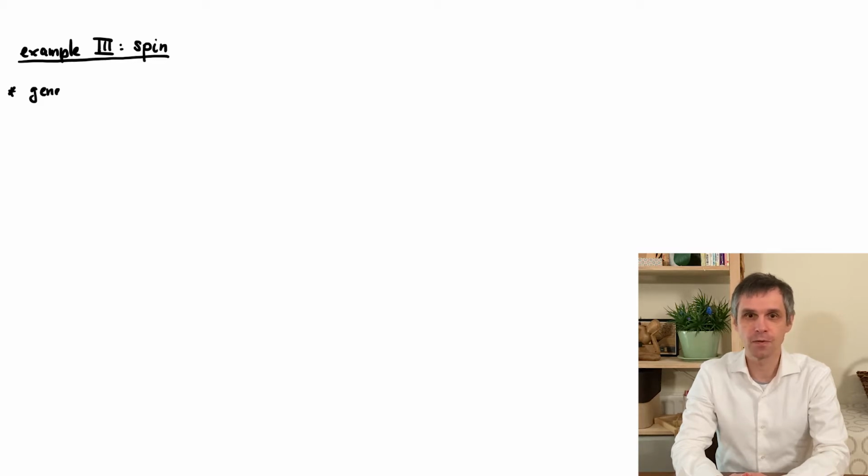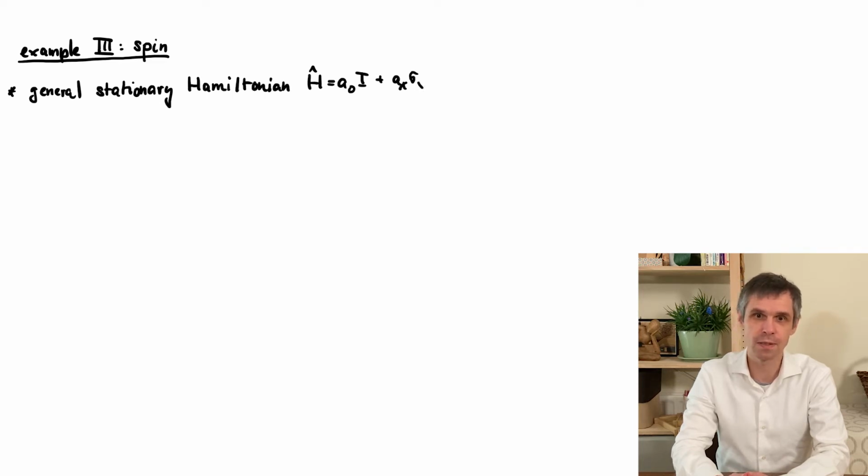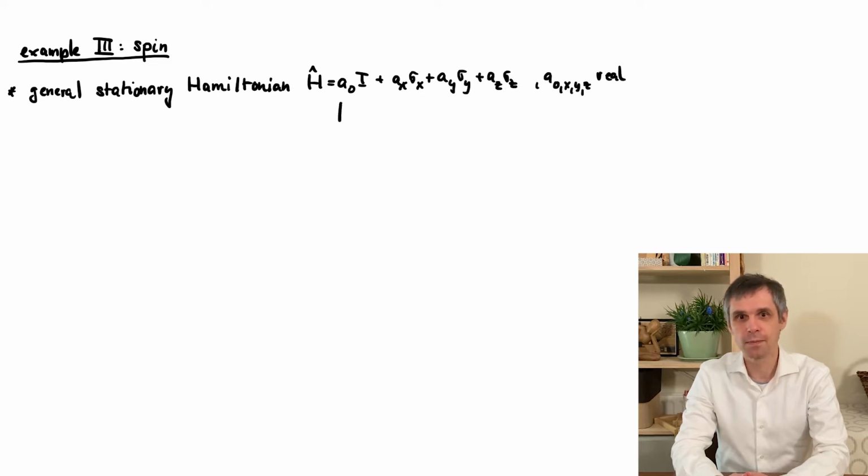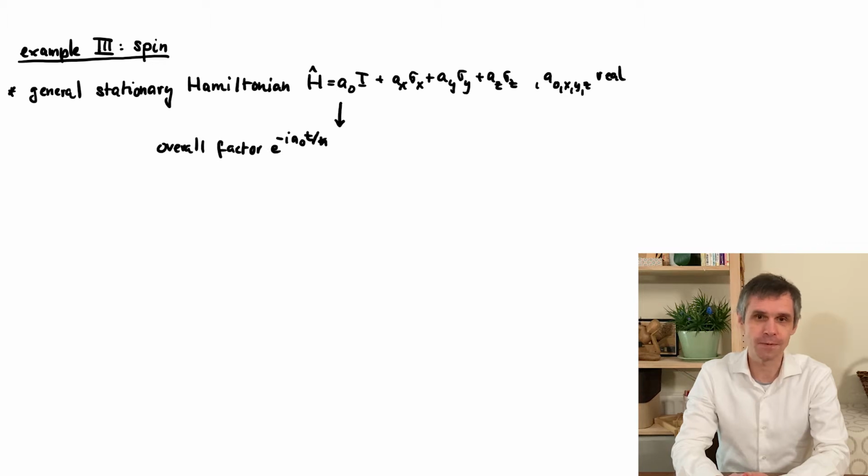This problem can be solved exactly because the most general stationary Hamiltonian is a sum of the Pauli matrices and the identity matrix, with just 4 real coefficients. The term in front of the identity matrix can be set to 0, as it only gives an overall factor in front of the wave function, and we have seen many times that such a factor does not carry any physical significance.